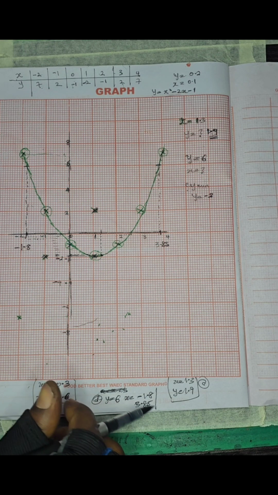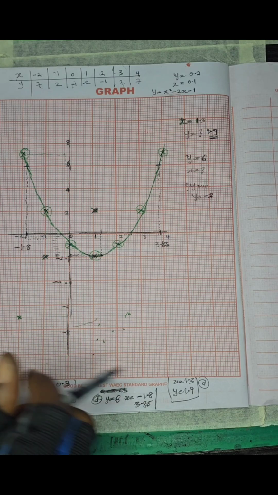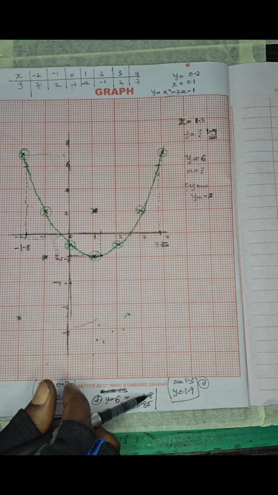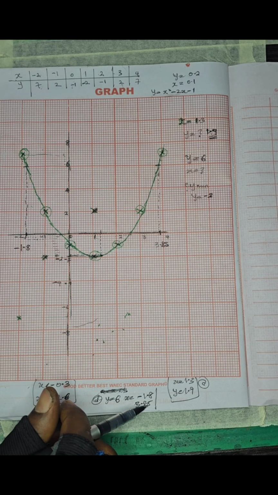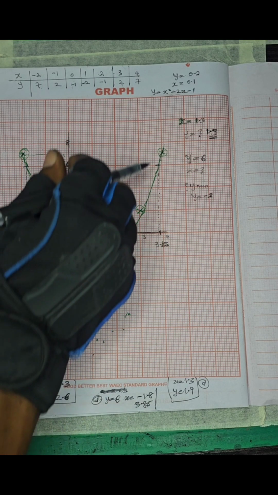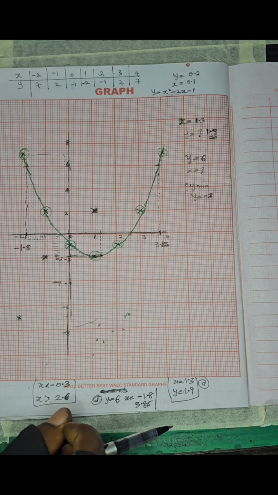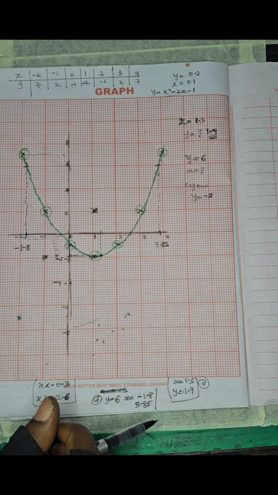But if you solve this with your calculator, making y 6, the real answer is actually 1.8 and 3.8. This 5 is there because of the roughness of our graph. I believe that's where this extra 5 comes from, but we are very close to it. At least our accuracy is very, very high.